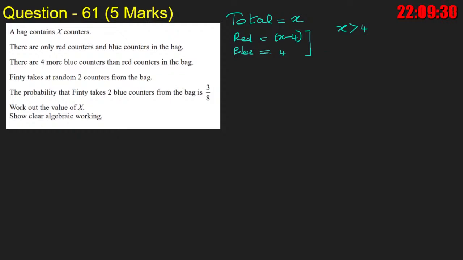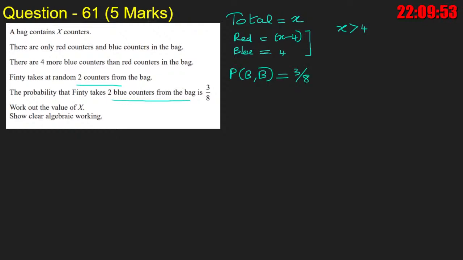Now someone takes random 2 counters. We already came across loads of questions today, right? Random 2 counters means one after the other. The 2 blue counters from the bag is 3 over 8. So probability of blue, blue is 3 over 8, right?